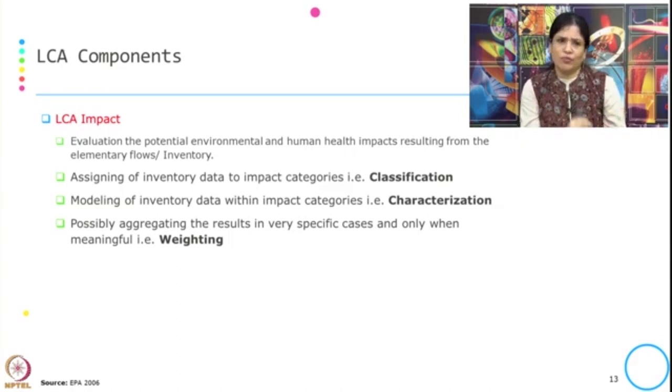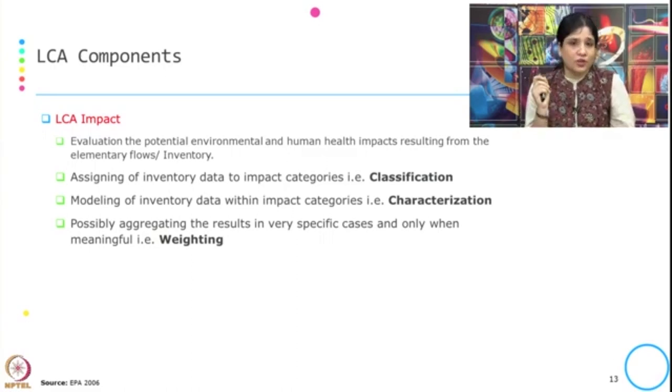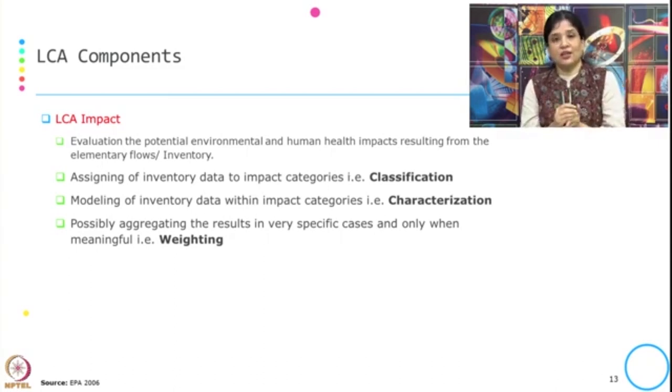And three things happen here. When we assign the inventory data to the impact categories, this is known as classification. When we model the inventory data with the impact category, it is known as characterization. And possibly aggregating the results, in very specific cases and only when it is meaningful, we call weighting.